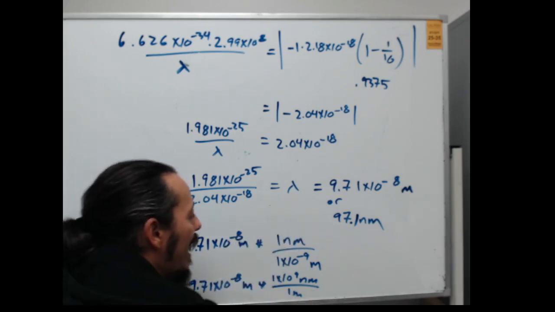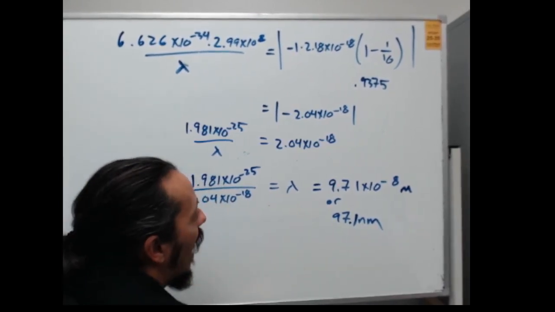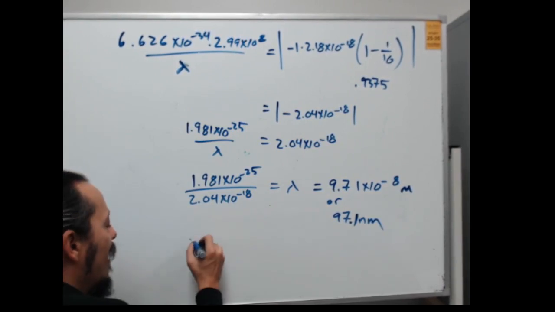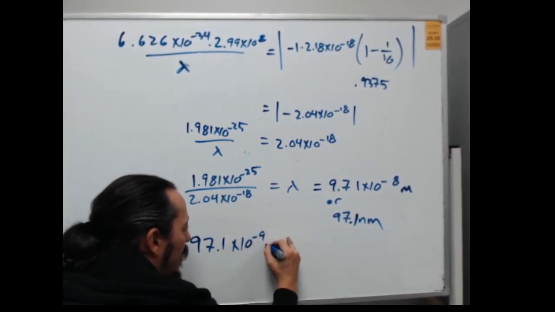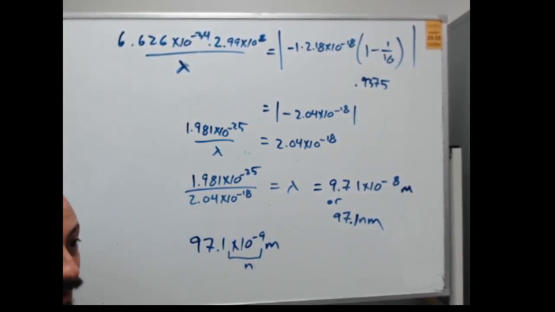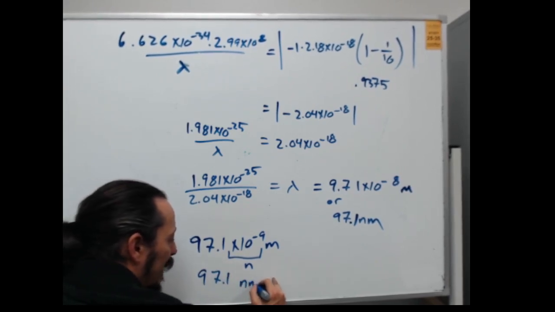The way I did that so quickly in my head was I looked at 9.71 times 10 to the minus 8, and I said that's 97.1 times 10 to the minus 9 meters. And that right there means nano to me. So I just said, oh, that's 97.1 nanometers.